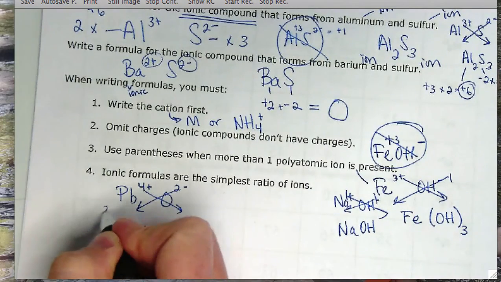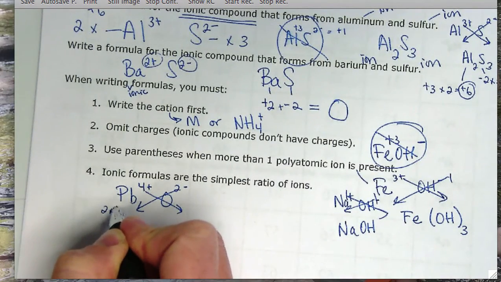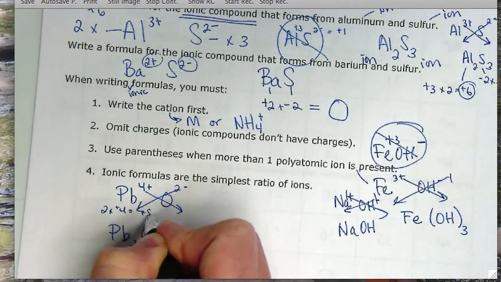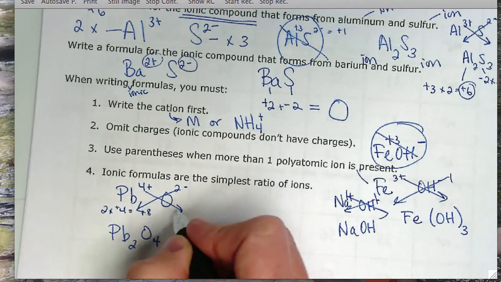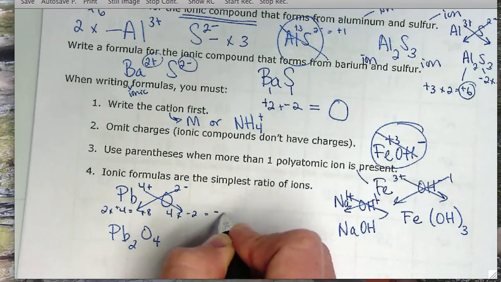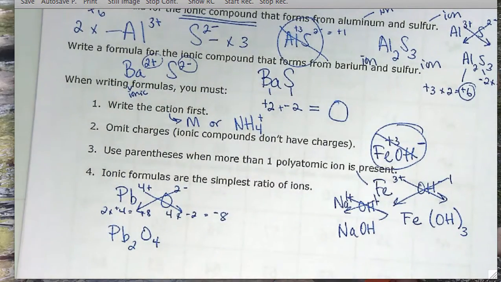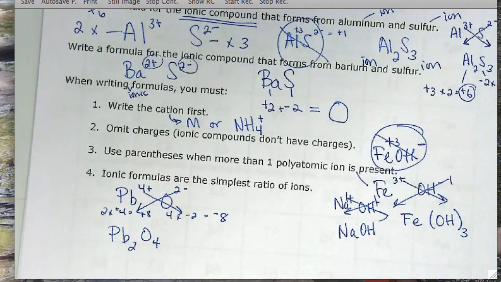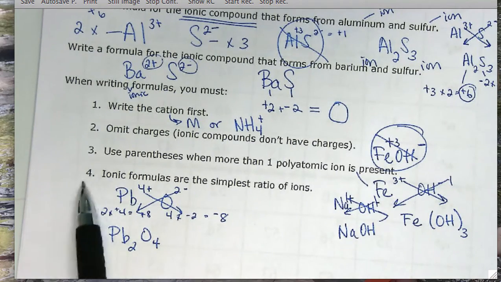I'm bringing 2 times positive 4, which is positive 8. I'm bringing 4 times negative 2, which is negative 8. So the nice thing about the cross and drop is it does the math for you. And we don't need to show that in it. No. But if you're like, what? Is this right? You can always prove it to yourself. Okay.